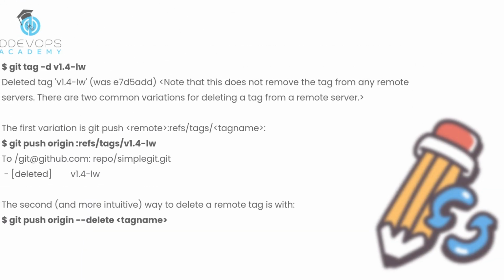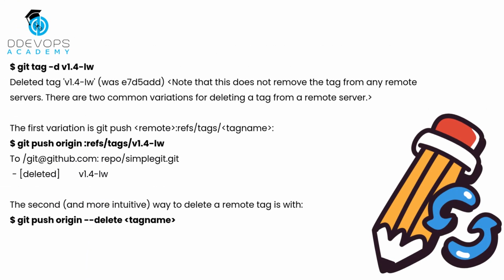Let's learn how to delete Git tags. To remove a tag locally, use git tag -d. For example, git tag -d v1.4-lw deletes it from your local repo. But this doesn't affect the remote. To delete a tag remotely, you have two options. Use git push origin :refs/tags/ followed by the tag name, or the simpler git push origin --delete. Both commands remove the tag from the remote repository.